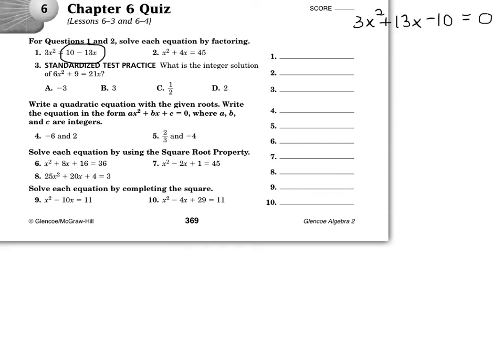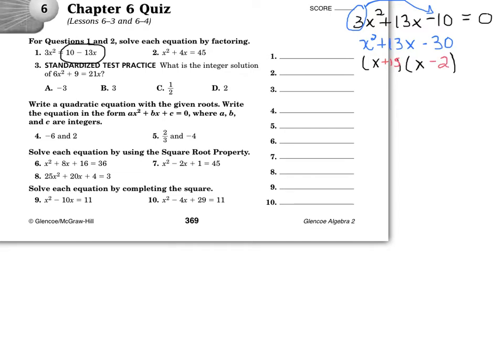Because my a value is not 1, the strategy I'm going to use to factor it is I'm going to kidnap. So I'm going to take the 3 and I'm going to hide it in the c value, making my polynomial now x squared plus 13x minus 30. Now I can create my two sets of parentheses to factor it because my a supposedly is 1. So I have an x and an x. So now I'm asking myself what multiplies to be negative 30 and adds to be positive 13. Well, that would be 15 and negative 2.